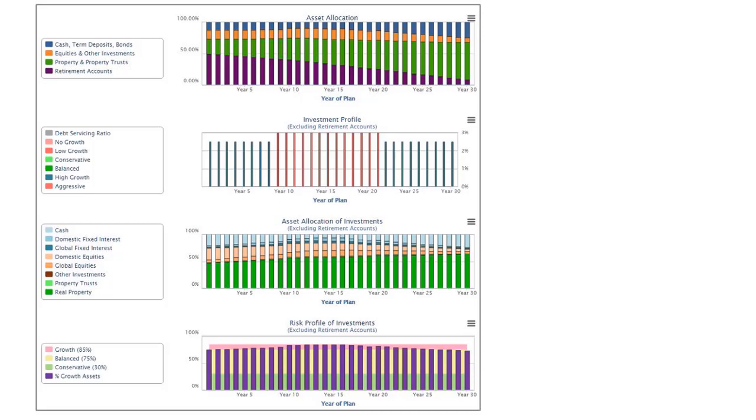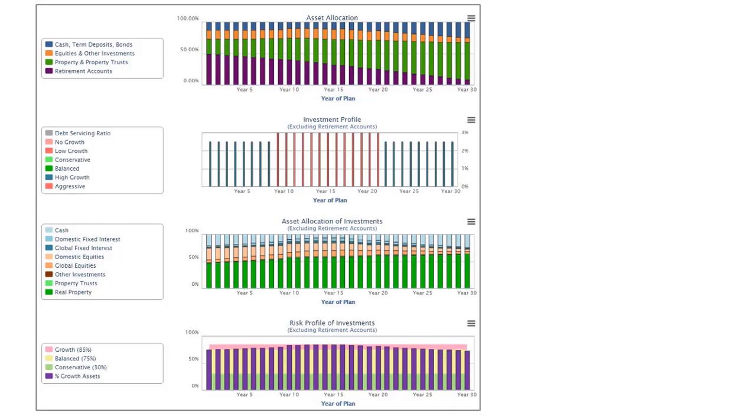All these graphs are telling you that the defensive assets are quite low in the midsection of the plan. Now you may be comfortable with this because much of that is related to the investment property. There are some options if you want to reduce the percentage of growth assets, and I think this is worthwhile considering some of those options.